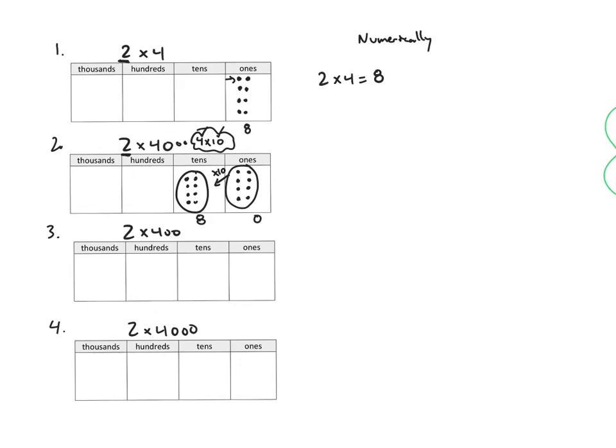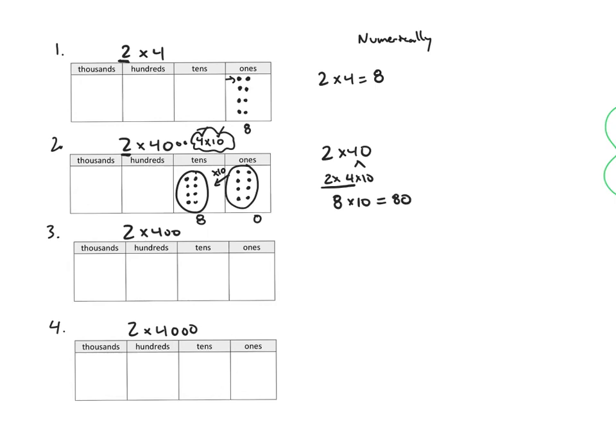And to show that numerically, what I just did is I took 2 times 40. I decomposed 40 into 4 times 10. And then I did 2 times 4 first, which gave me 8. And then I multiplied 8 times 10, which gave me 80.